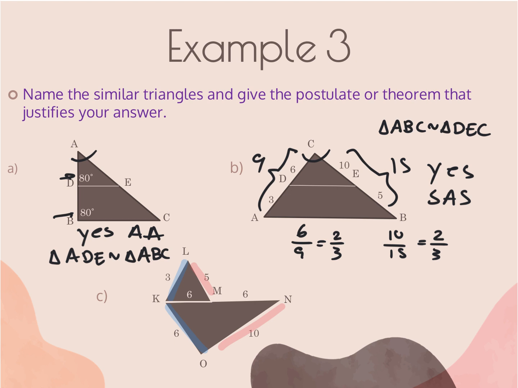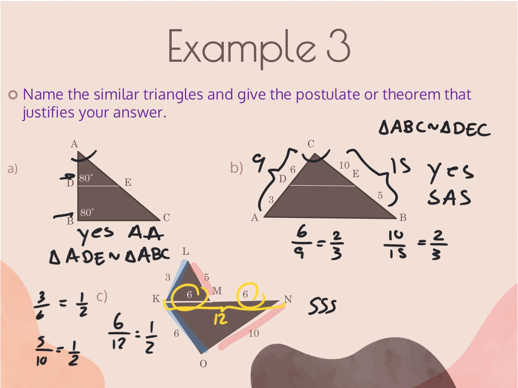So since they don't give me any angles, I can just go ahead and solve by side. So if I do 3 over 6, it's going to simplify to 1 over 2. If I do 5 over 10, it's going to simplify to 1 over 2. And then 6 over 12. The 12 comes from the addition of this 6 and this 6, guys. This is the 12, the addition of those two. When I do that, it's going to give me also a half. So these two are similar by the side similarity theorem. So we have triangle KLM is similar to triangle KON.